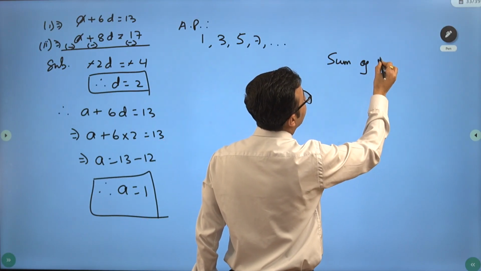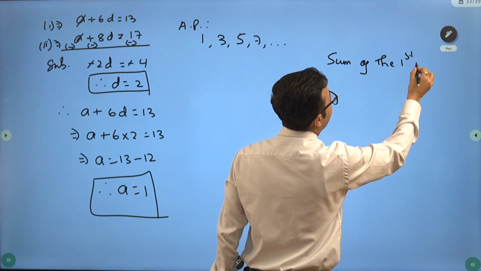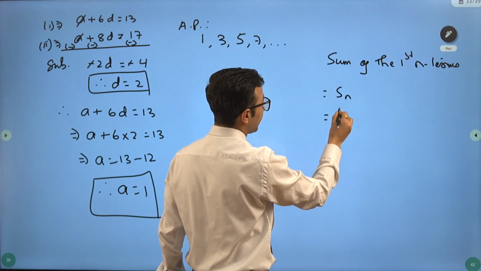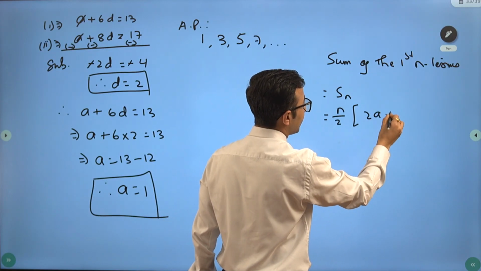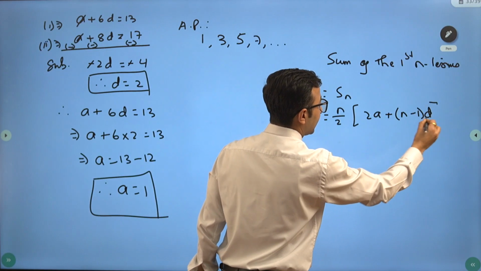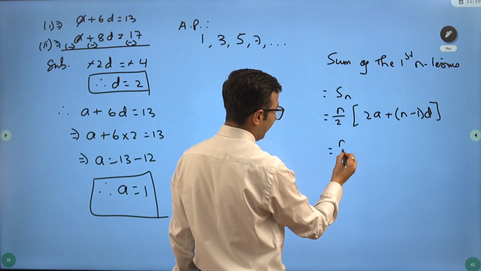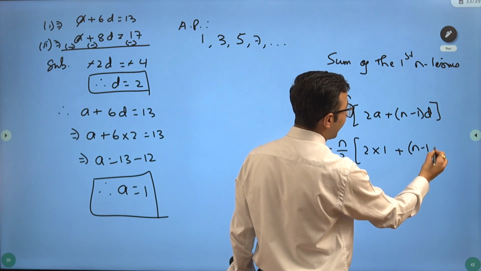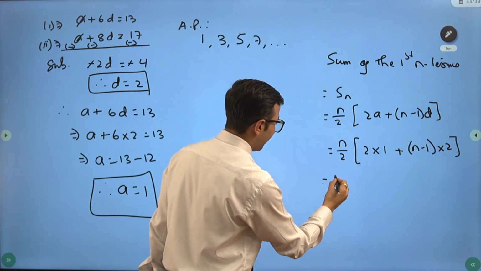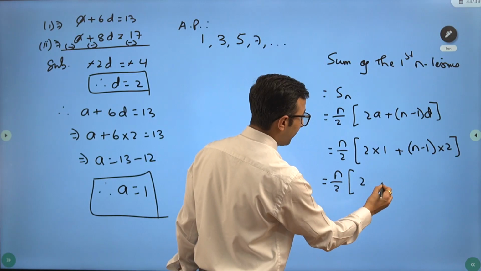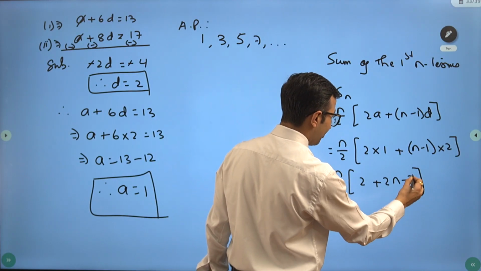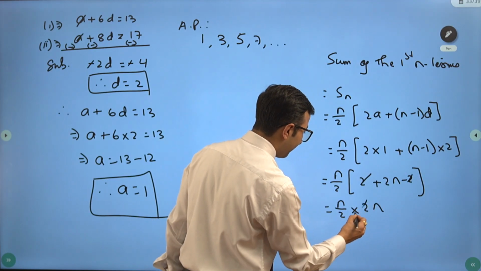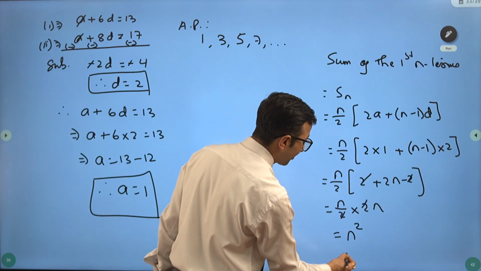The sum of the first n terms is equal to Sn. The formula is n divided by 2 into (2a plus (n minus 1)d). We'll keep the value of a as 1 plus (n minus 1), and the common difference is 2. So n divided by 2, (2 plus 2n minus 2). The 2 will be removed. This is equal to n by 2 into 2n. The 2 will be removed here, so n into n is n square.